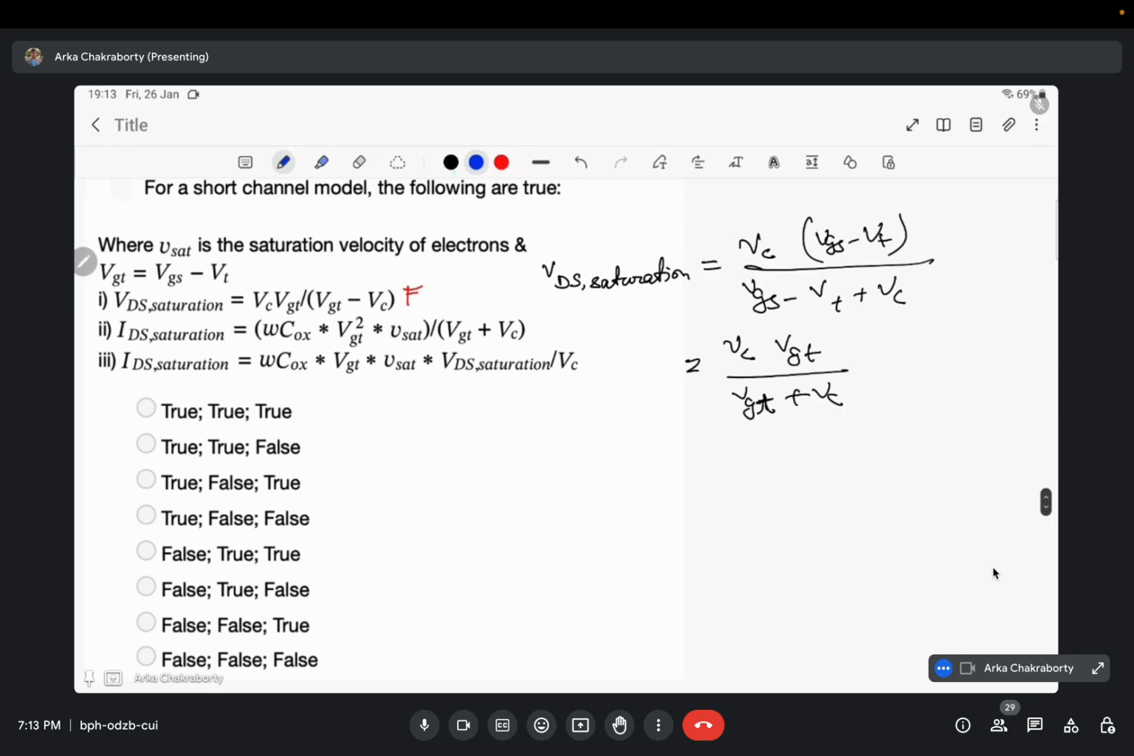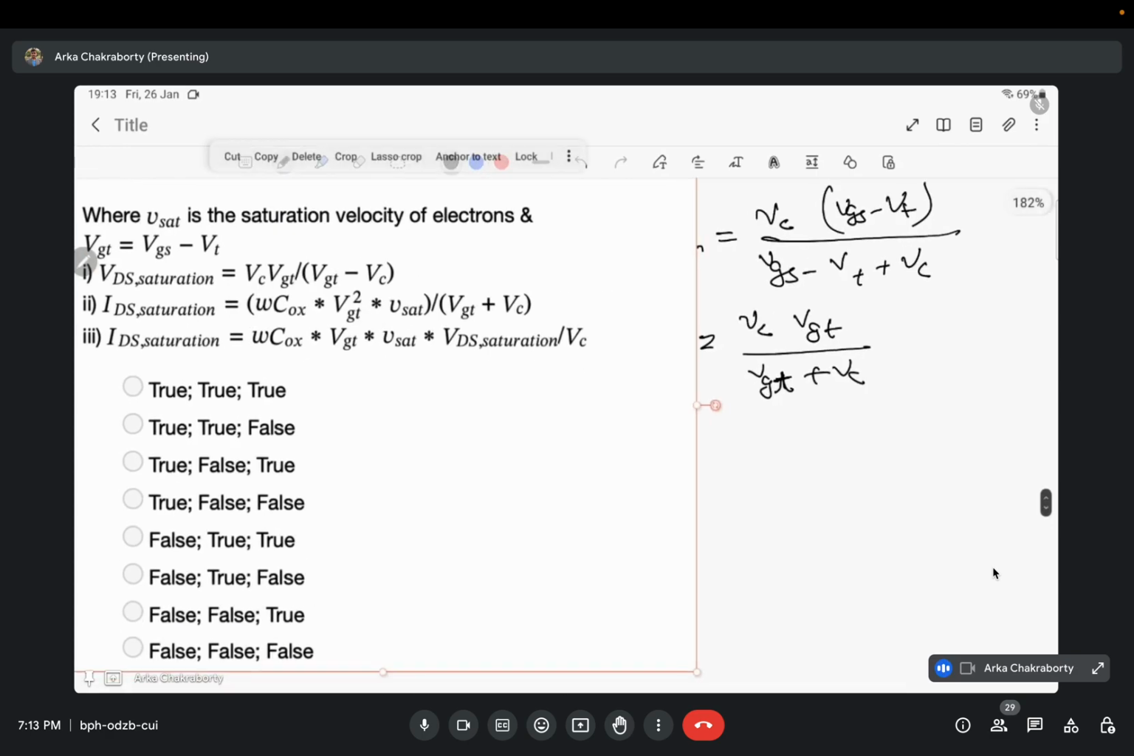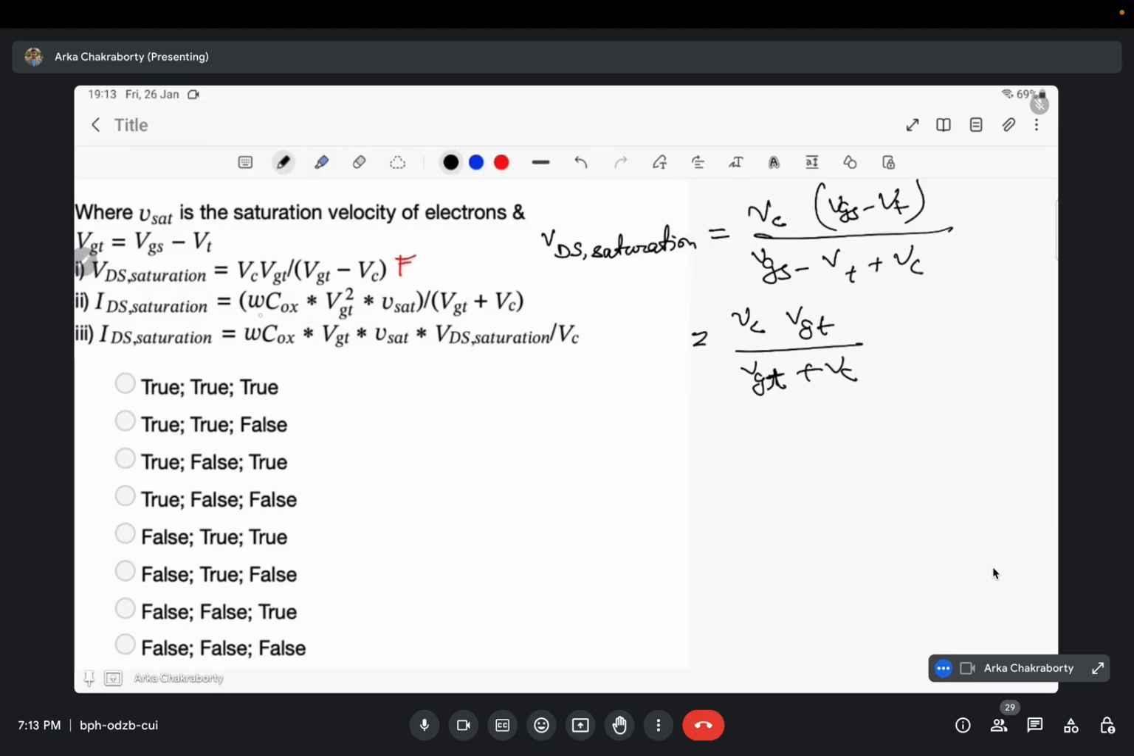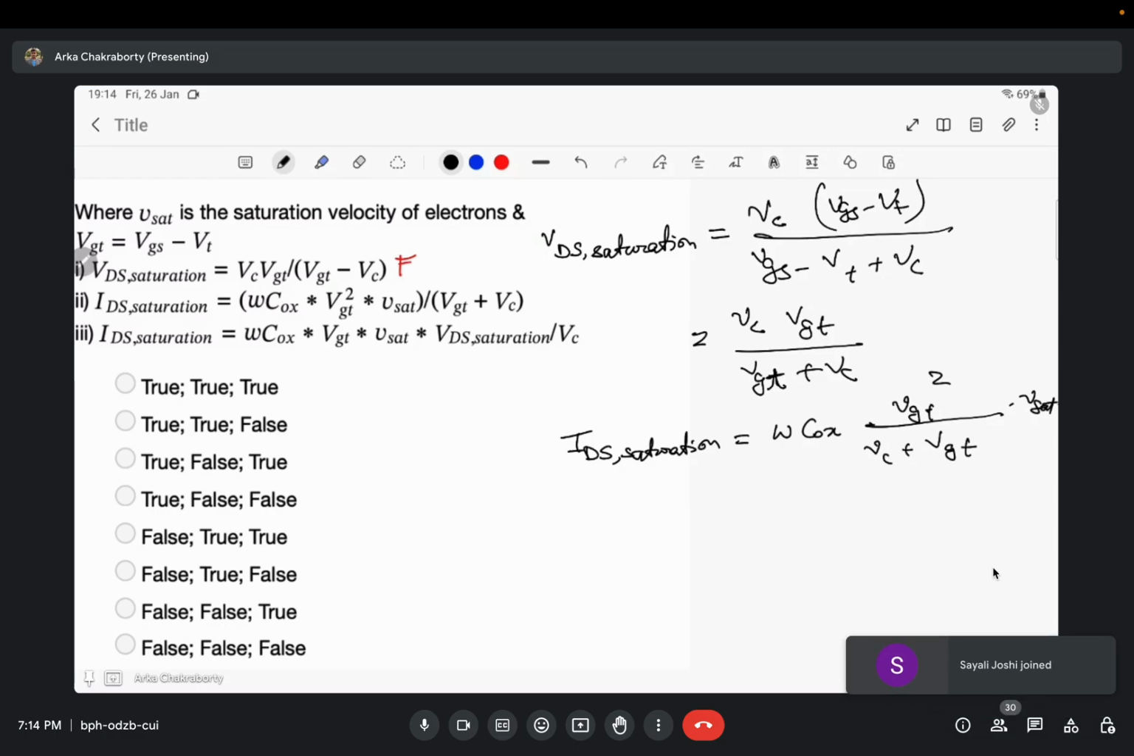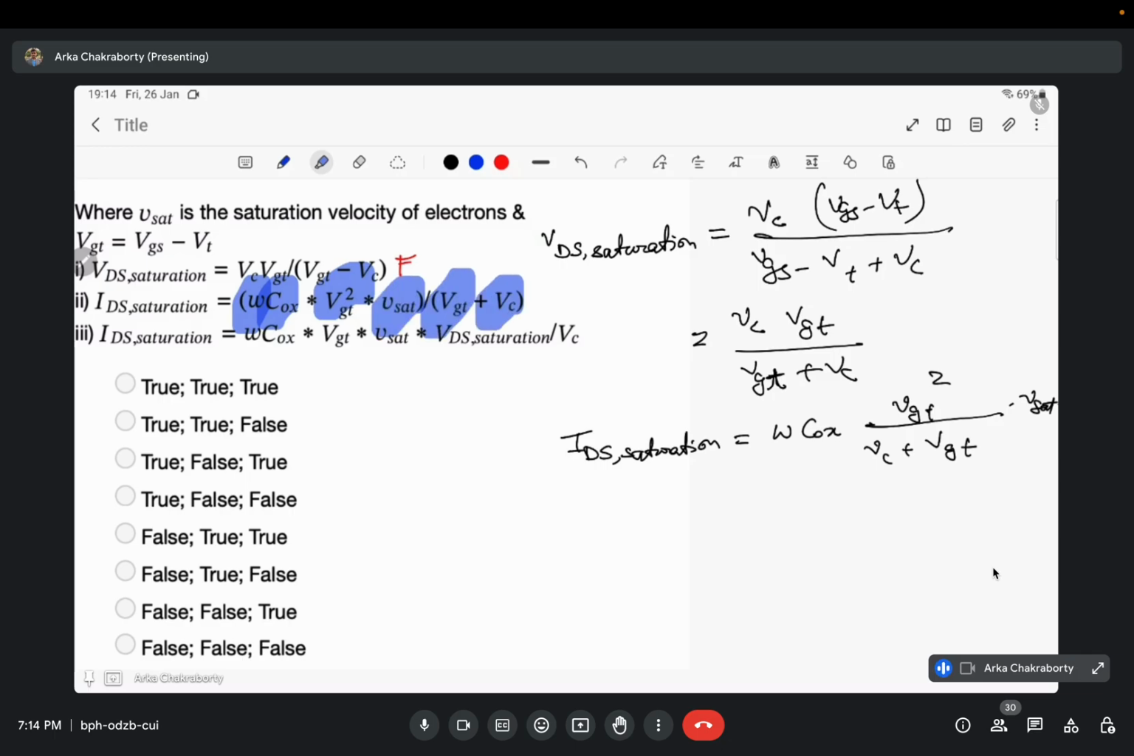Fine. Now it has been asked whether IDS saturation is equal to this expression. Sir has directly given it in his lectures. It is given IDS is equal to WCox into Vgt square divided by Vc plus Vgt into Vset. Fine. So you can see WCox Vgt square, Vset, Vgt plus Vc, everything is matching, so it is true.